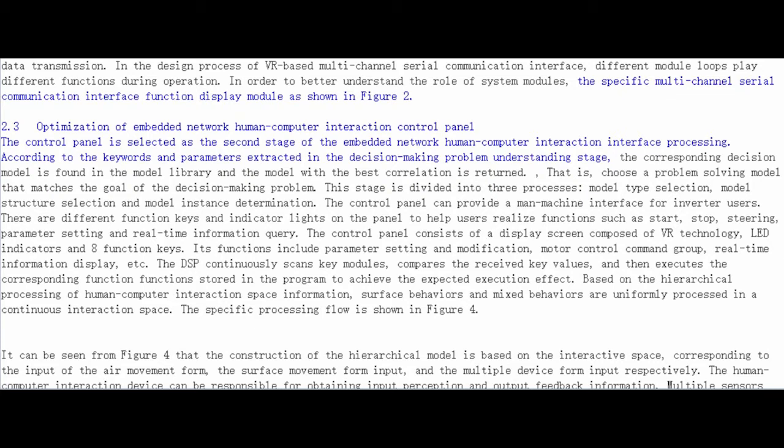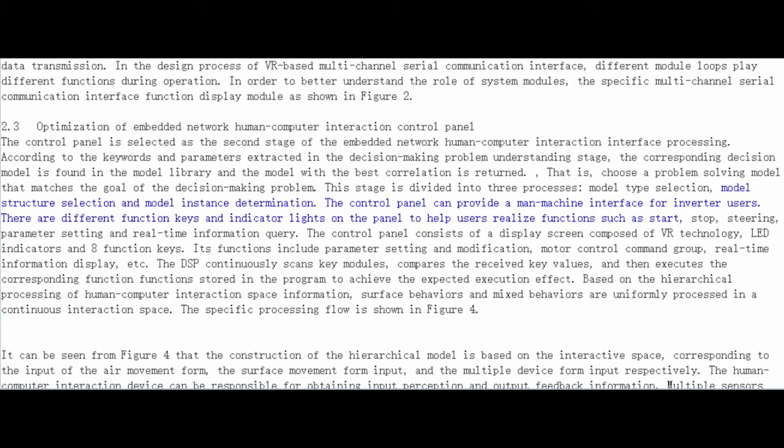2.2.3 Optimization of the embedded network human-computer interaction control panel. The control panel is selected as the second stage of the embedded network human-computer interaction interface processing. According to the keywords and parameters extracted in the decision-making problem understanding stage, the corresponding decision model is found in the model library and the model with the best correlation is returned. That is, choose a problem-solving model that matches the goal of the decision-making problem. This stage is divided into 3 processes: model type selection, model structure selection, and model instance determination.